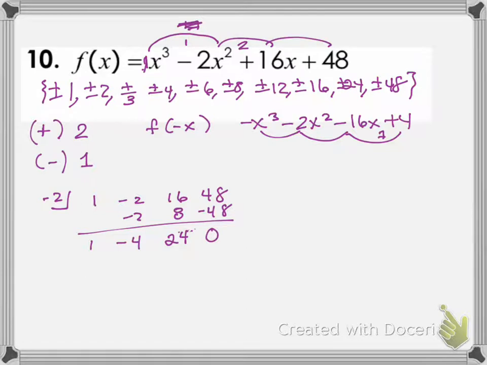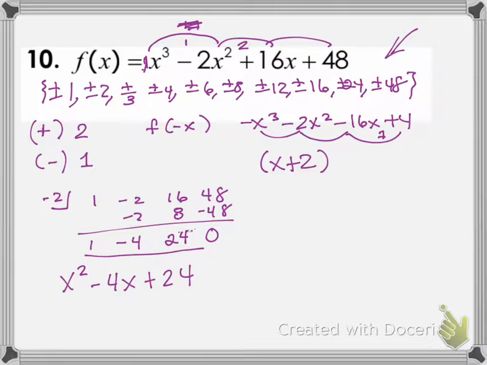So using the rational zero theorem, the P over Q, and Descartes' rule of signs, we smartly picked negative numbers, and we found one at negative 2. So I know that x plus 2 is a linear factor. And then my depressed polynomial would be x squared minus 4x plus 24.